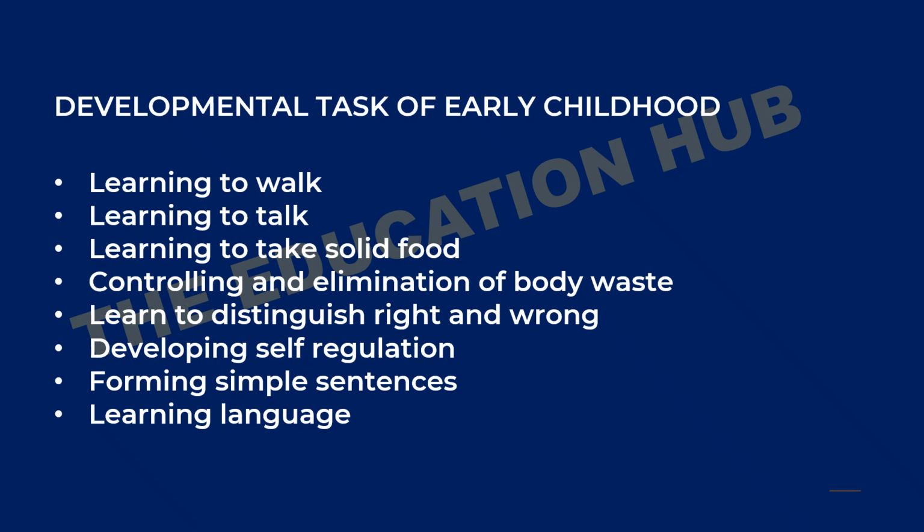Then is forming simple sentences. The child starts making short meaningful sentences, as we have discussed when we were talking about learning to talk, where I explained how the child moves from a single word to forming sentences. So this is just an extension of that explanation. You can either elaborate it or include these points in the learning to talk point itself. Then the last is learning language.